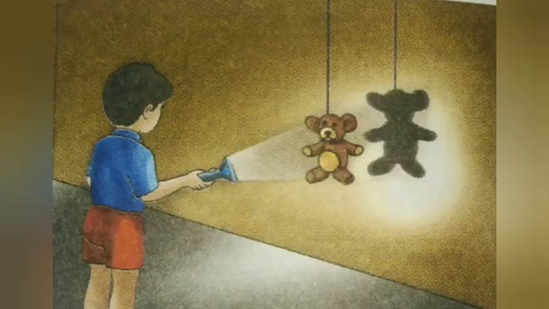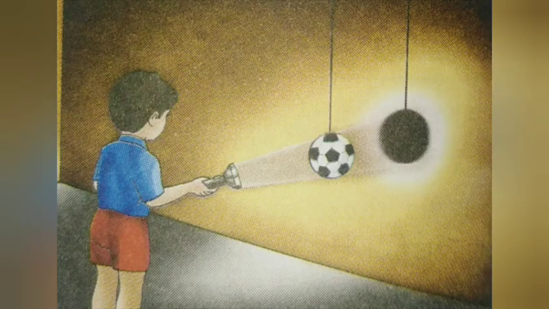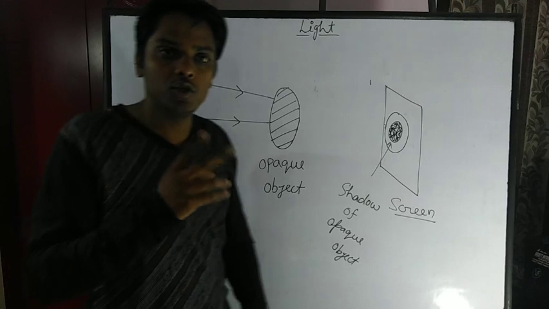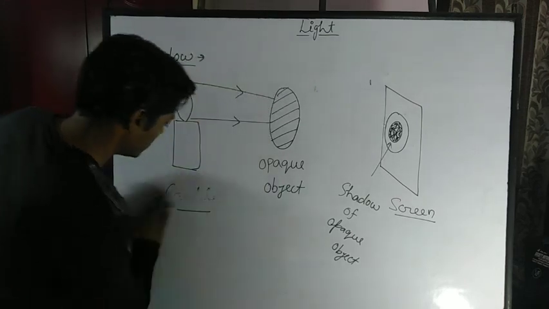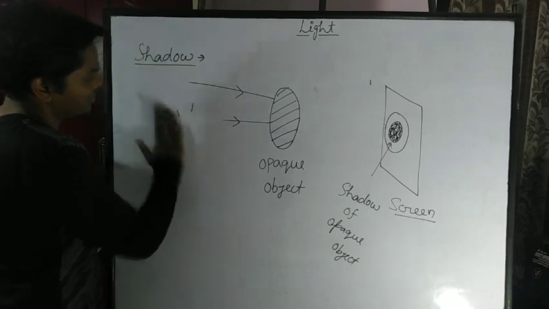Now, here are two examples of a teddy bear and a football forming shadow on a screen. You can see that shadow has two parts. Shadow has how many parts? Two parts. Now we will see both the parts.